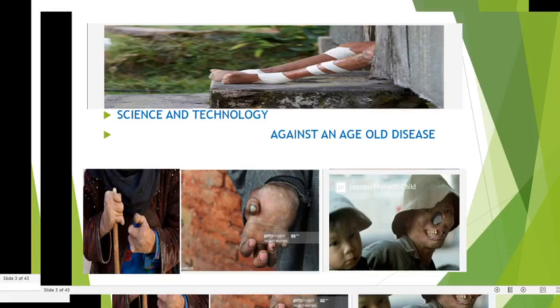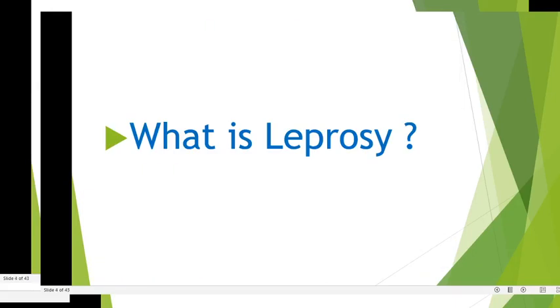As this chapter is about leprosy, before going to the lesson, we have to learn, or you can say know, the definition of leprosy, the characteristics of leprosy, and the way of treatment and diagnosis at first before going to the main topics. What is leprosy?